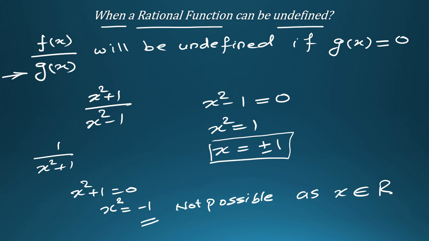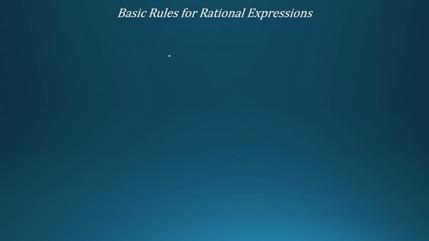0. Okay. Now let's talk about some basic things of this expression, that is, basic rules for rational expressions. This you have studied in the lower classes also, but try to understand once again. There are some conditions for multiplication and division, or some calculations you can say, like a to the power b.